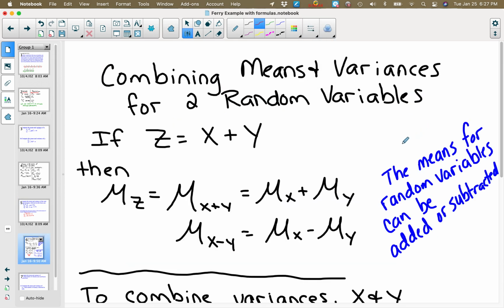All right, so what if instead of treating them separately, we actually want to see what happens when we combine two random variables? So what happens to those means and variances when we do that? So here are some formulas that you're going to need. If z equals x plus y, then mu sub z equals mu sub x plus mu sub y. Same thing is true for subtraction. So in words, that just means the means for random variables can be added or subtracted, just like you might expect. No big deal for those.